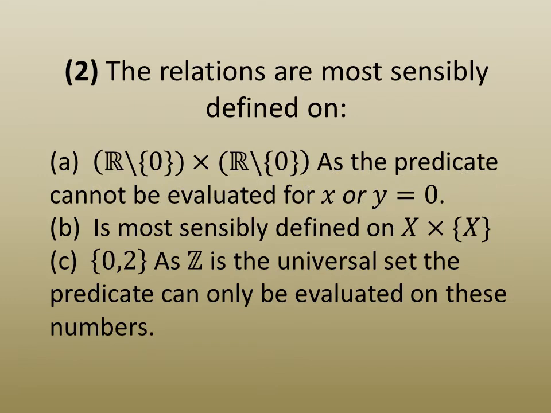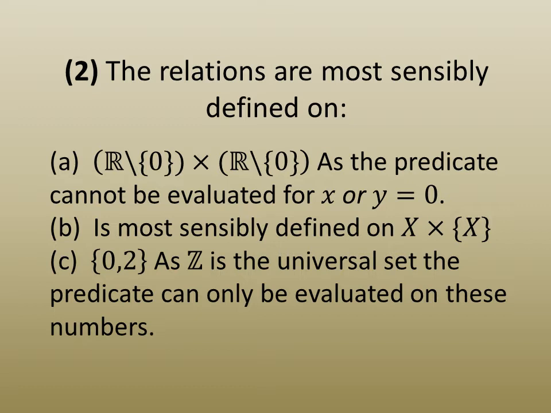Question 2. These relations are most sensibly defined on the following domains and codomains. Part A. We need only exclude 0 from both the domain and codomain, as if x or y is equal to 0, then the predicate cannot be evaluated. In all other cases, we can evaluate it.